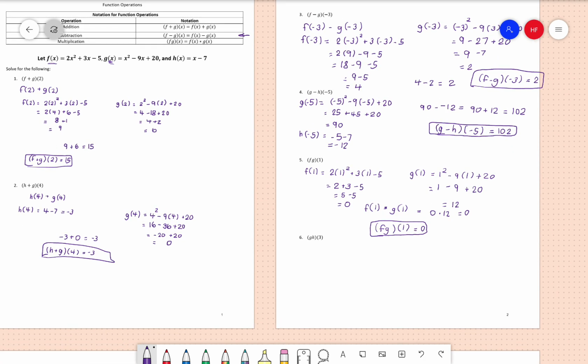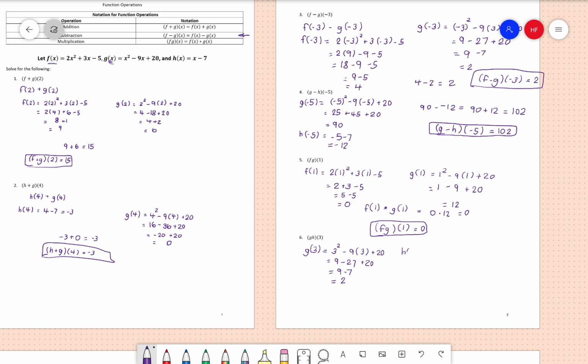Last one, gh of 3. So we're going to take the function g, evaluated at 3. So when x is 3, we've got 3 squared minus 9 times 3 plus 20. 3 squared is 9. 9 minus 27 plus 20. Negative 27 plus 20 is negative 7. 9 minus 7 is 2. So g evaluated at 3 is 2.